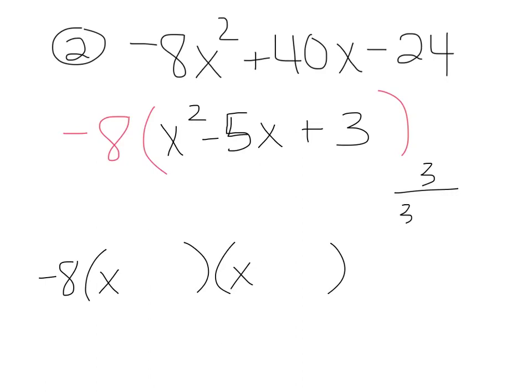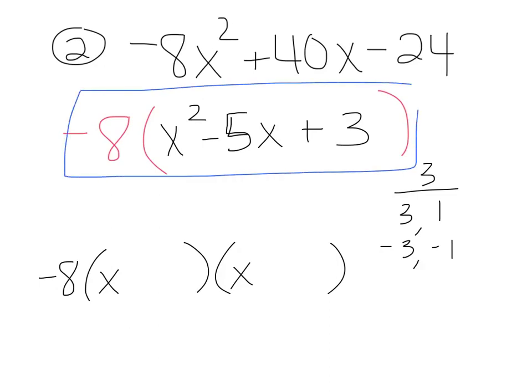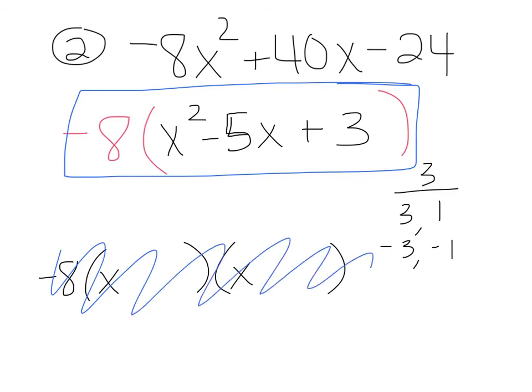So we use 3 and 1, and we know that 3 plus 1 is not going to equal negative 5. We can use negative 3 and negative 1. That's not going to equal negative 5. The only factors of 3 are those 2. So this is actually as far as we can factor this one. So this, in this case, would actually be your answer, and we don't have to do any of this. Okay?